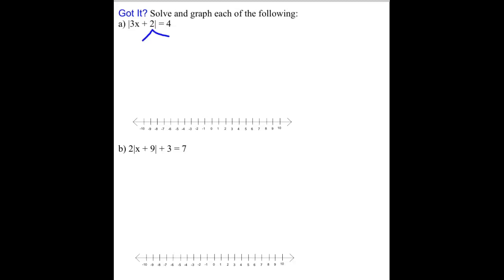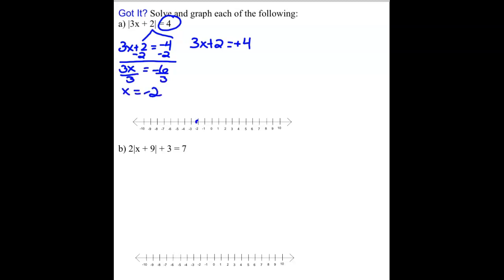All right, there are no guards on this one, so we'll go ahead and write our two escape routes. Since we want the absolute value to be 4, we're looking for values that would create a negative 4 or a positive 4. Subtracting 2 would be our first step, and then dividing out the 3. So negative 2 is one of my solutions. Over here, subtracting 2, we've got 3x equaling 2. Dividing, we end up with 2/3. So 2/3 would be right about there.